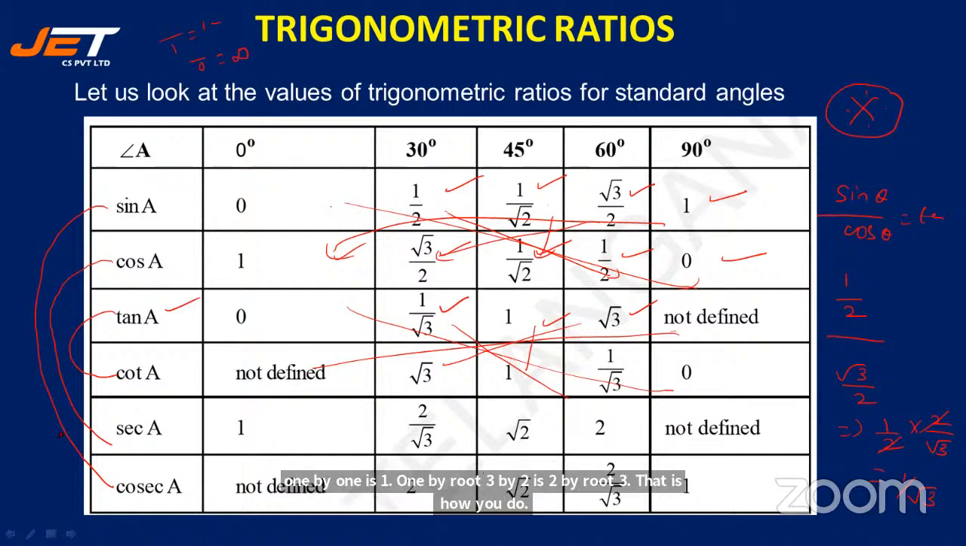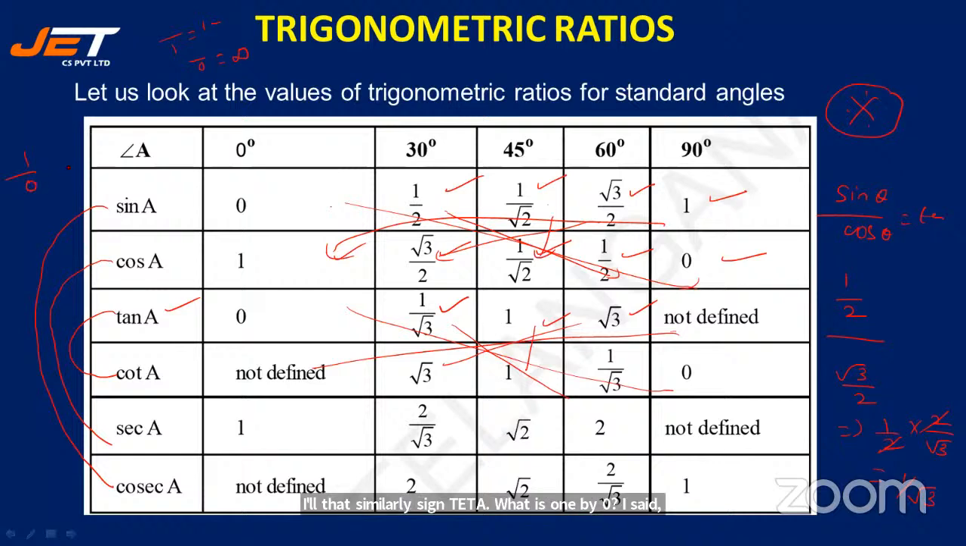All right. Similarly, cosecant theta. What is 1 by 0? You should never have 0 in the denominator. If you have 0 in the denominator, then it is called undefined. So cosecant theta is nothing but 1 by sin theta. So 1 by 0 is undefined. All right. So 1 by 1 by 2 is 2. That is how you are arriving at this trigonometric ratio table.